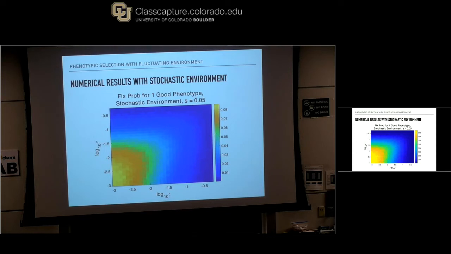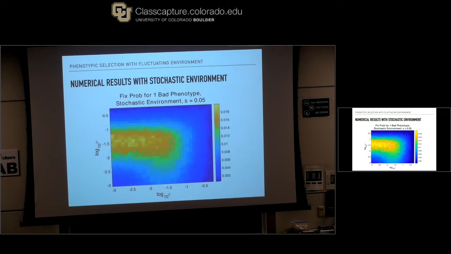Here I've plotted the fixation probability as a function of the environmental switching probability on the x-axis and the mutation probability, or phenotypic switching, on the y-axis. If you start with the good phenotype, initially the one that matches the environment, it turns out that increasing the mutation rate or if the environment changes more rapidly, both reduce the fixation probability. The reason is that the population is always going to initially grow, and then when you start having mutations or the environment flips, you're going to lose a significant fraction to selection.